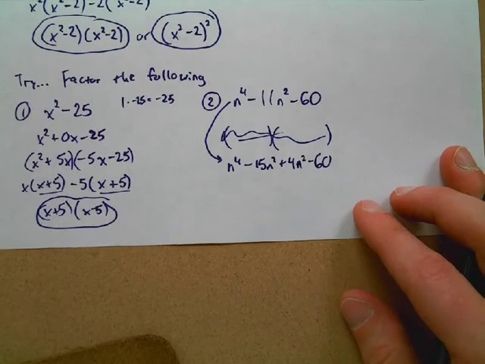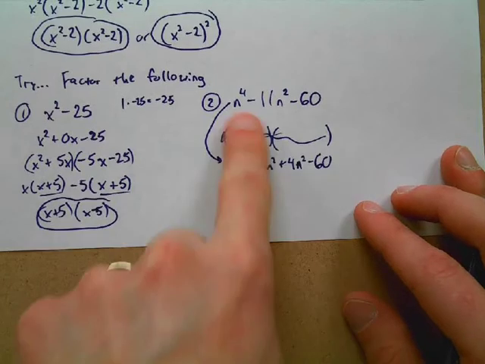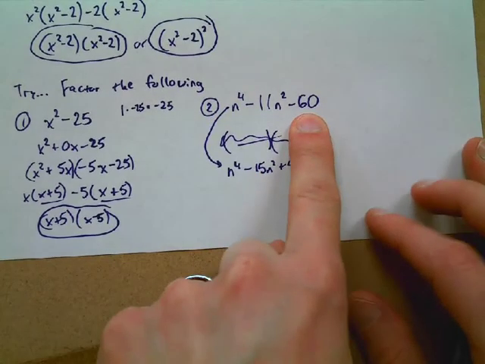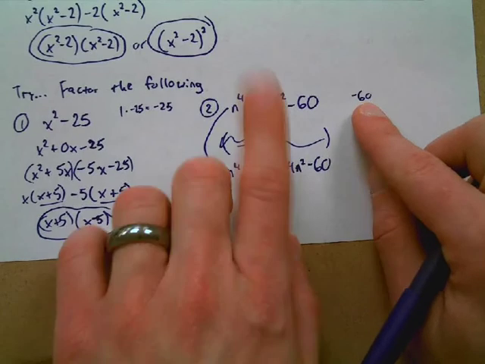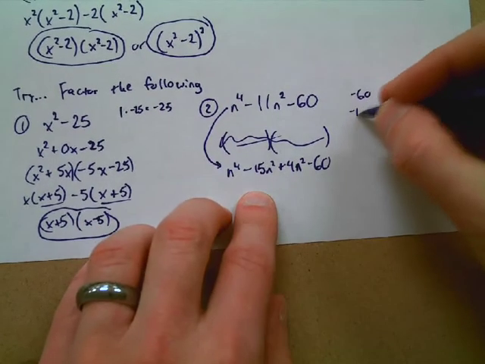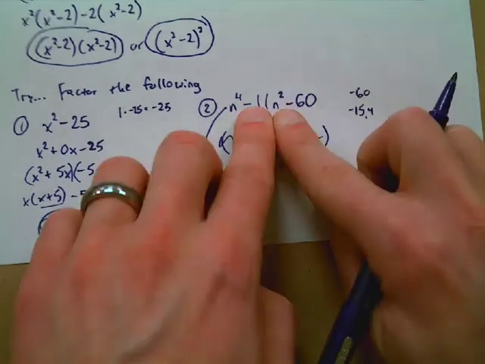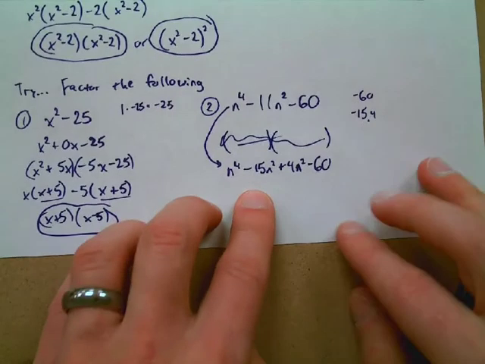He's using the AC method, okay? 1 times negative 60 is negative 60, and he looked for two numbers that multiplied to make that negative 60, but add to make negative 11. He identified that as negative 15 and the positive 4 there. So he broke up the middle term using those two numbers that he found. So again, he's just doing the AC method here.